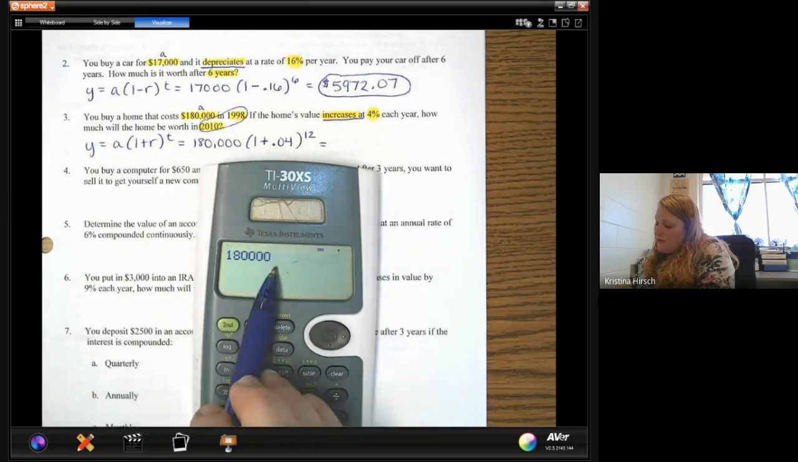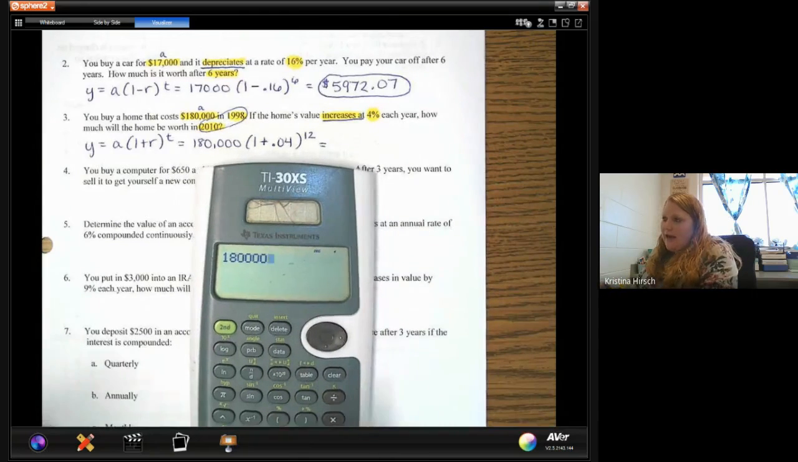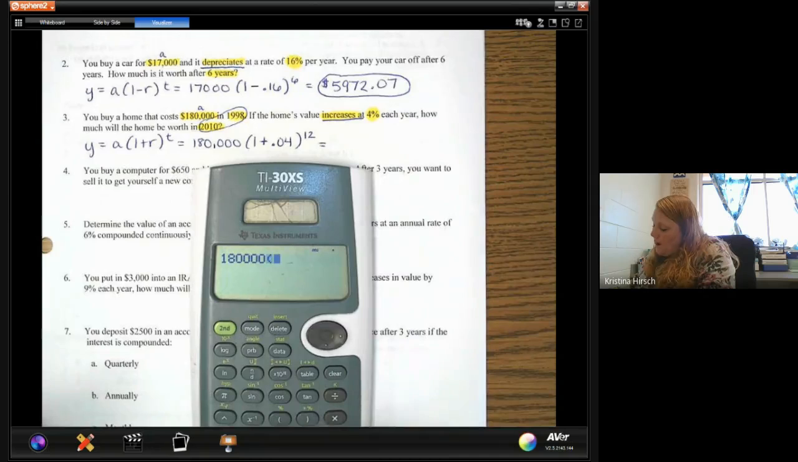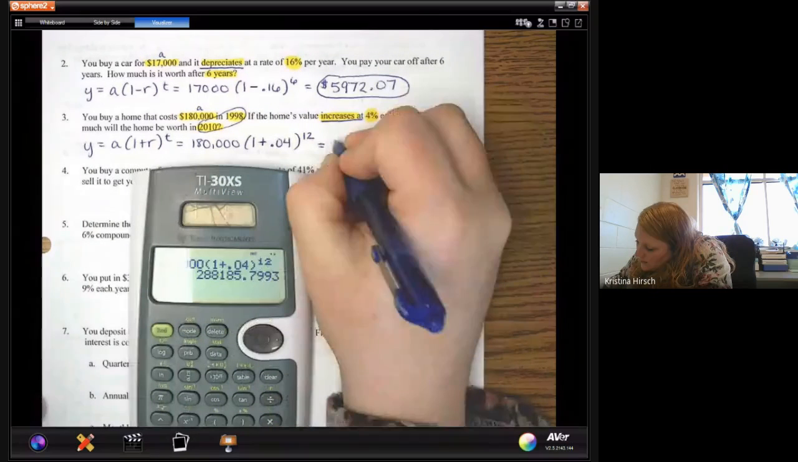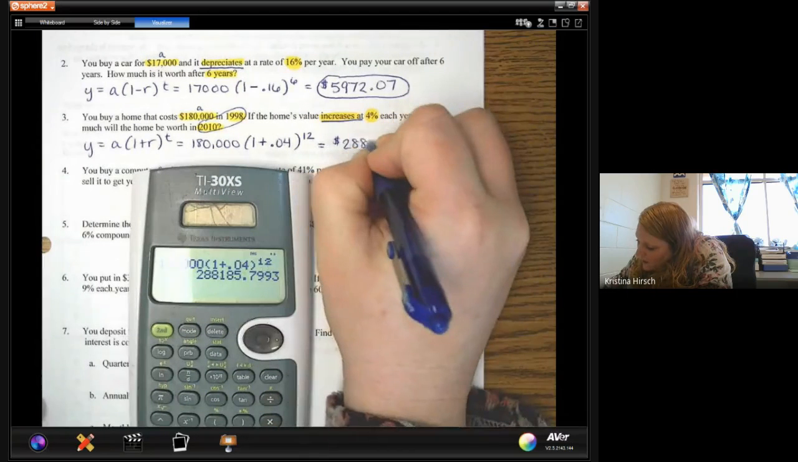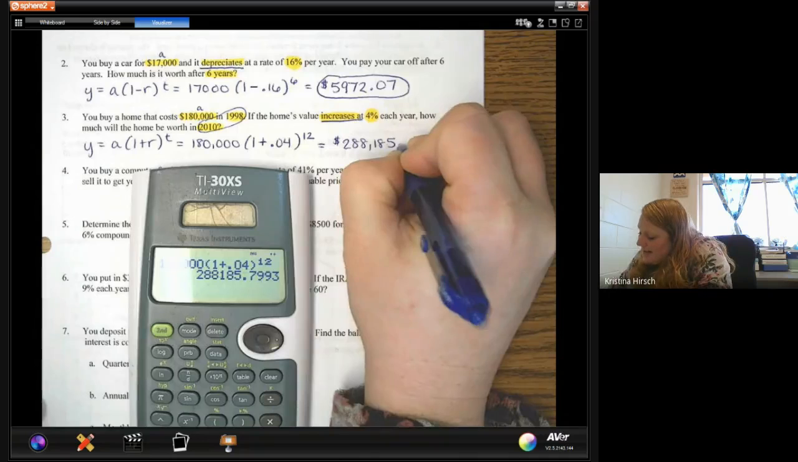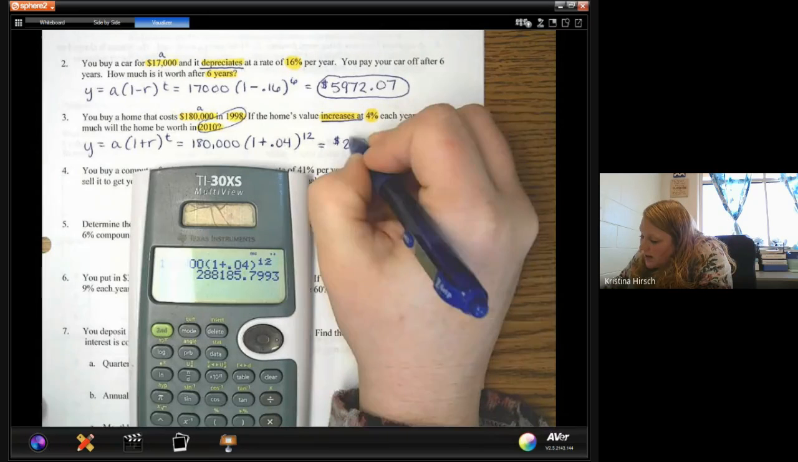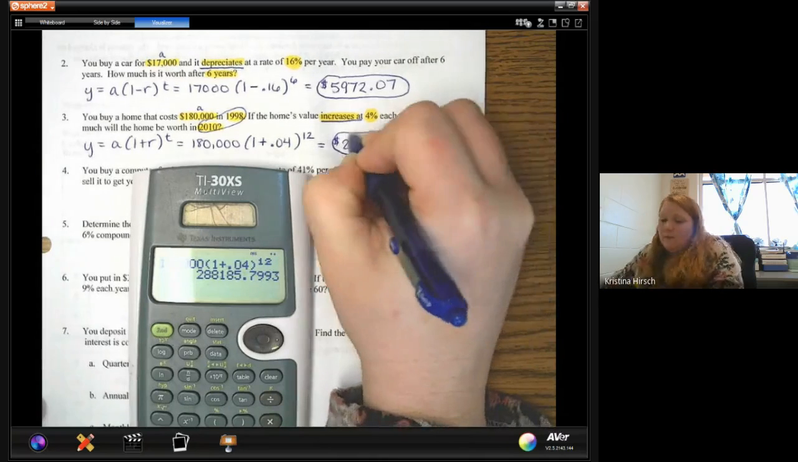Always double check your zeros because sometimes it's easy to add an extra or take one away. 1 plus 0.04 raised to the 12th power. And we get $288,185.80 if we round it. All right, not too shabby, pretty good investment, right?